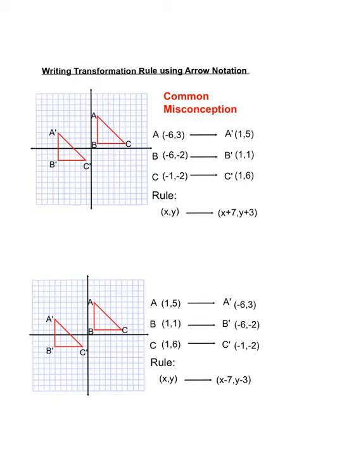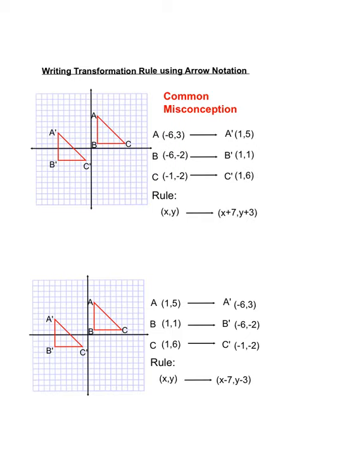Today we're going to talk about common misconceptions while writing transformation rules using arrow notation. A common misconception when given these two images on the graph is that often we use this as our original image instead of this. Let's look at this a little closer.